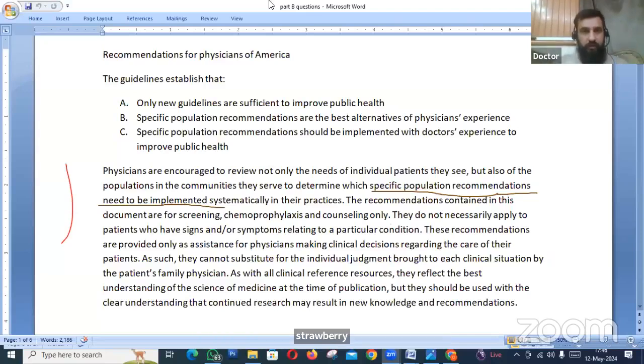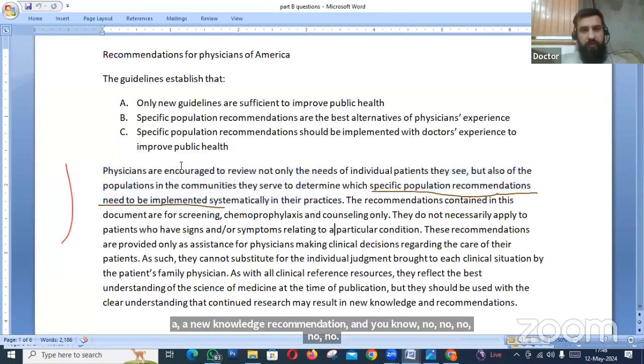Okay, last line, fifth line. Okay, last line: they should be used with care and understanding to continue such which result in new knowledge and recommendation. Arguments reflect best understanding of science. No, no. Your answer is here in the start.